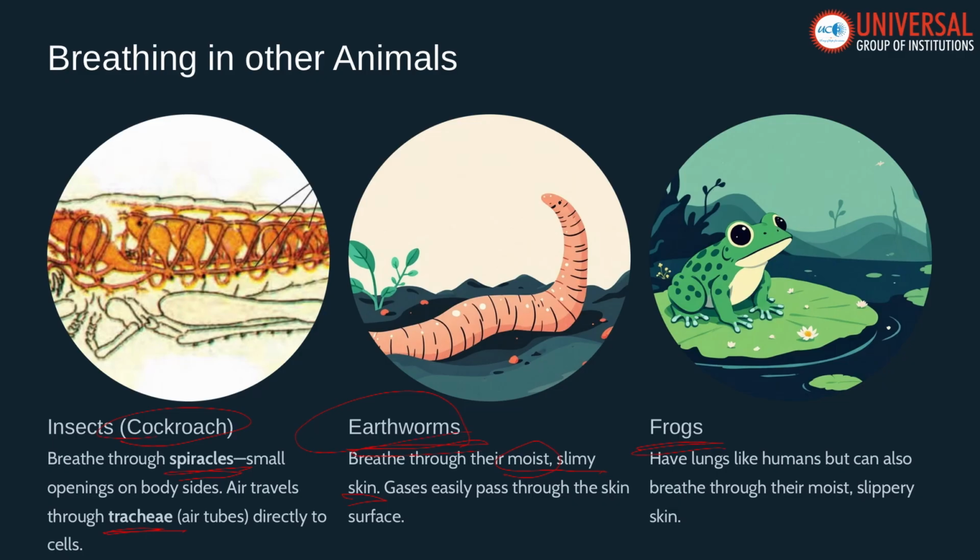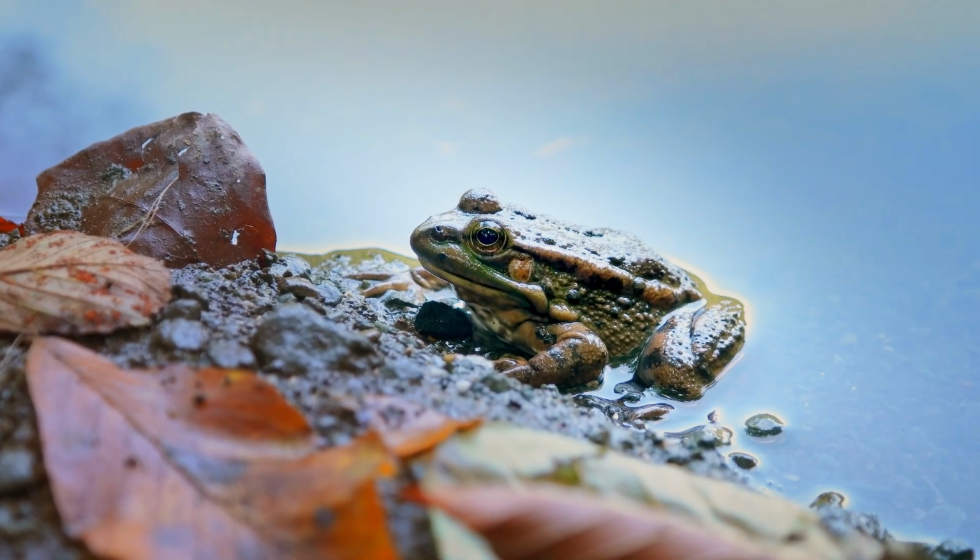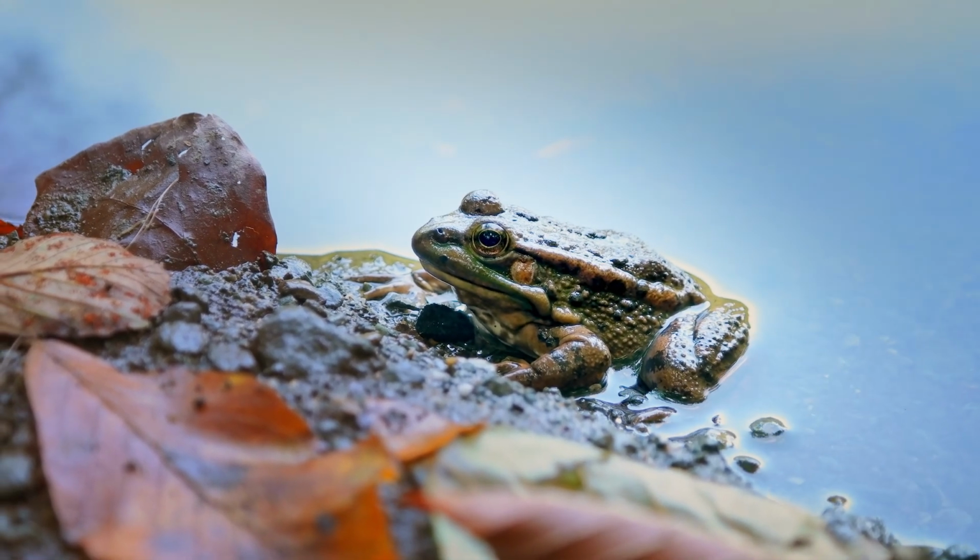So we can also say that a frog has three distinct types of respiration. One is cutaneous respiration, where they respire through the skin, one is pulmonary respiration, where they respire through the lungs, and the third one is buccopharyngeal respiration, where they respire through the lining of their mouth also. So having lungs like humans, they can also respire through moist and slippery skin.